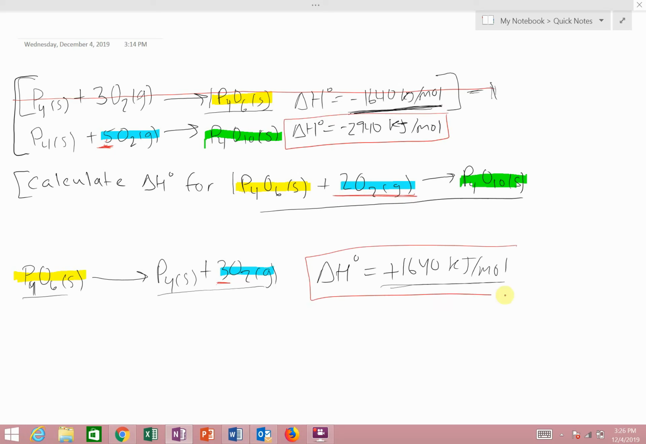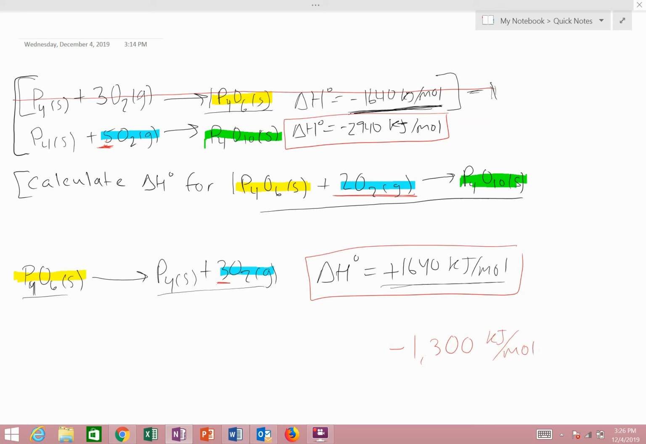We take this value, and now what do we do to it? We add them up together. So when we add those two numbers, let me just add it up right now so I can give you an answer. You have -2940 plus 1640, and that should give you -1300, and it's going to be in kilojoules per mole.